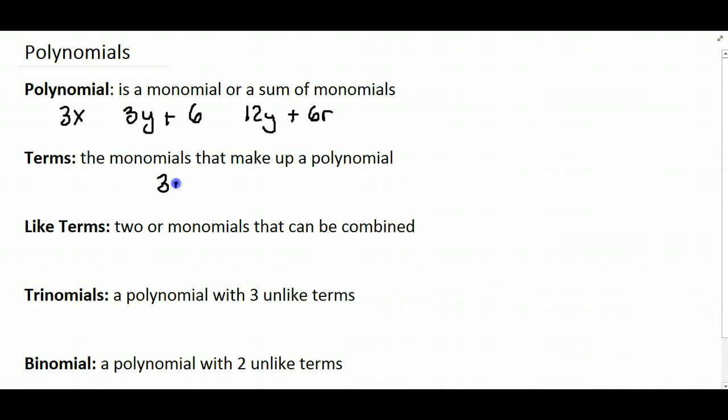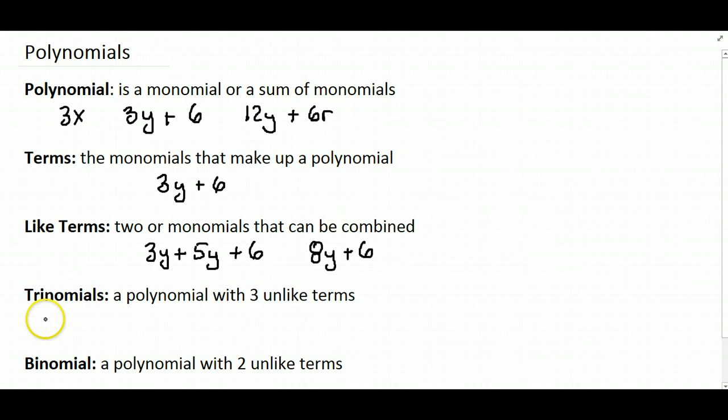So if we have 3y plus 6, there's two terms here. There's 3y and there's 6. So they're each called a term. Now, like terms. Like terms are two or more monomials that can be combined. So if we have 3y plus 5y plus 6, the 3y and 5y can be combined. So that would be 8y plus 6. So the like terms are the 3y plus 5y.